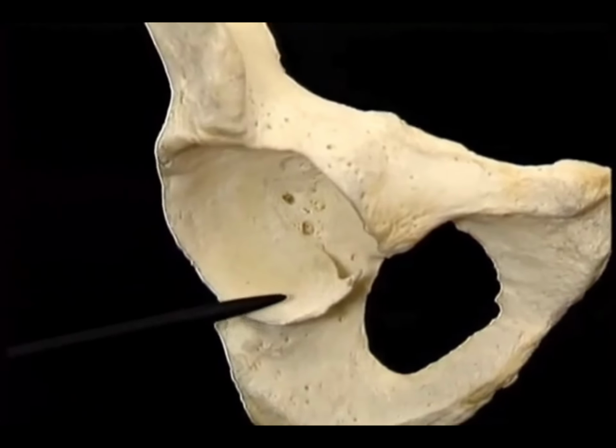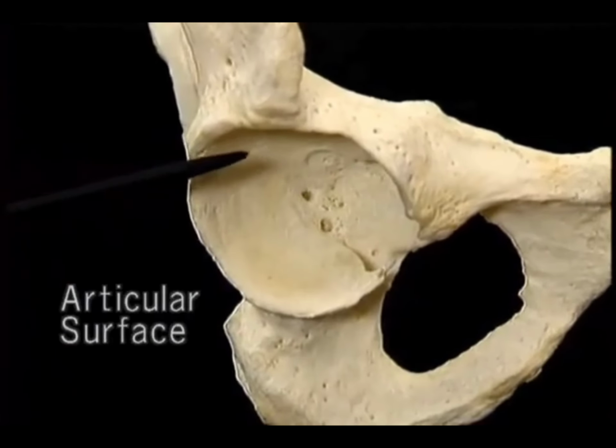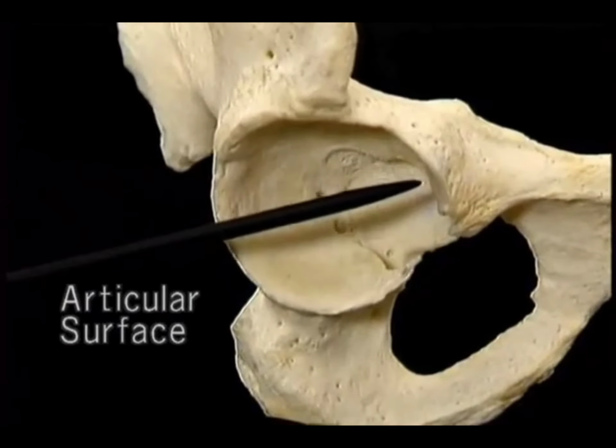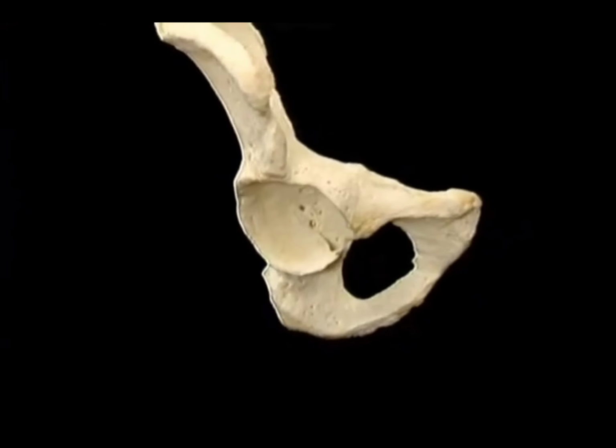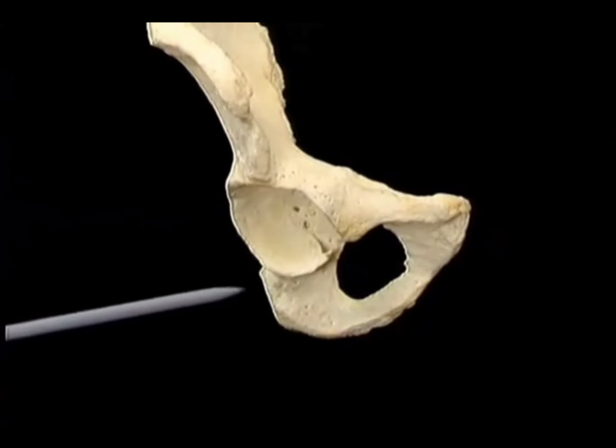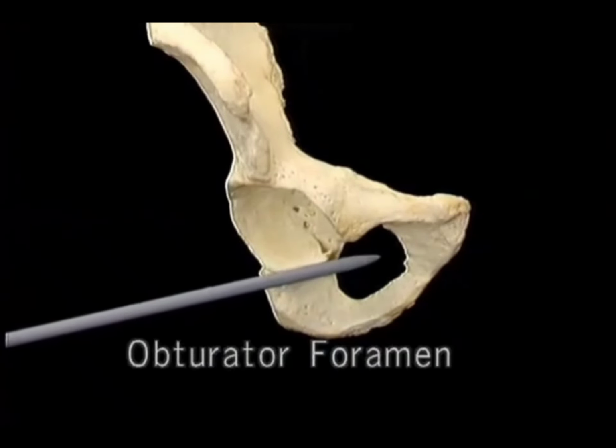This broad, smooth area is the articular surface. We'll see it again in a minute with the articular cartilage intact. The big hole in the lower part of the hip bone is the obturator foramen.